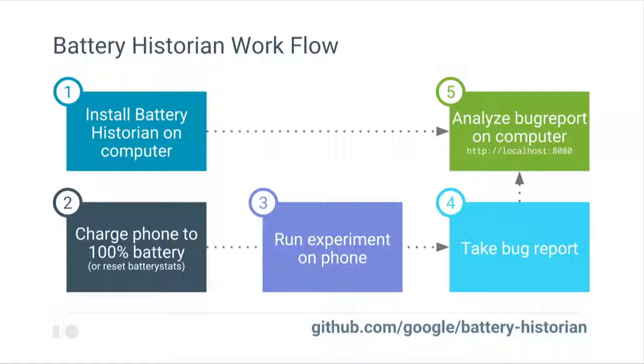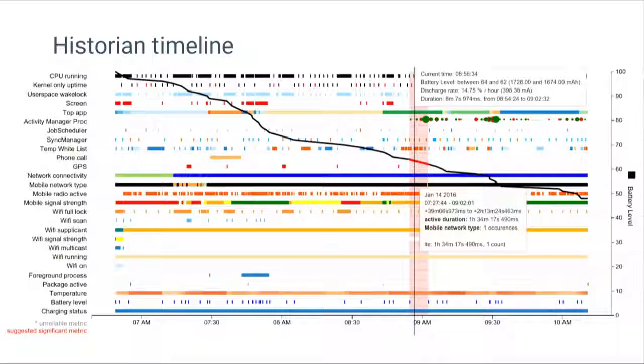What you do is you install it on your computer. Now, you have your development device, on which the stats need to be reset, because you want a good starting point. You can either charge the device up to 100%, when the stats would get reset, or there is an ADB command to manually reset the stats, so you have a good initiation point. You can run your experiment, which might last a few minutes or maybe a couple of hours, and at the end of it, you take a bug report, and then you upload that bug report on your computer where you have the Battery Historian tool to go back to this interactive visual interpretation of all the state transitions.